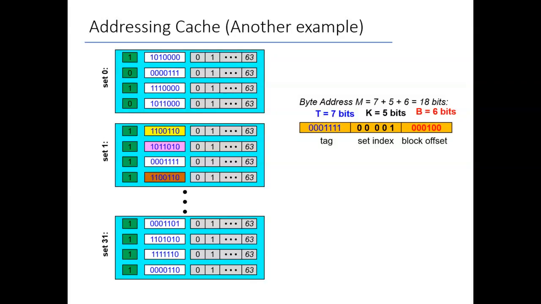How many bits are reserved for the tag field? 7. Okay. The set index field is 5 bits. The block offset field is 6 bits. How many sets will be there in the cache now?